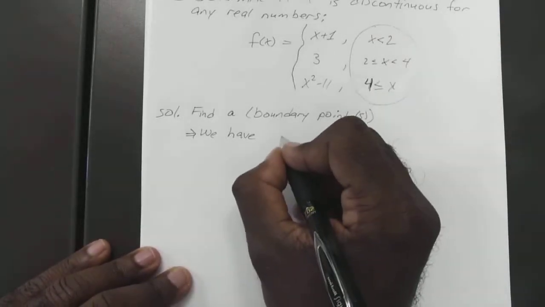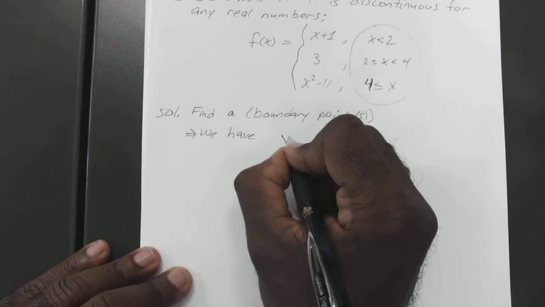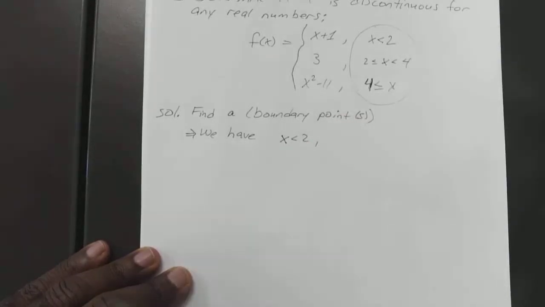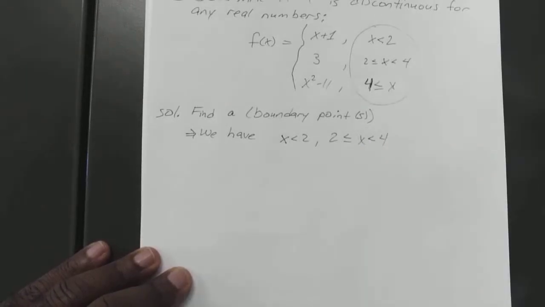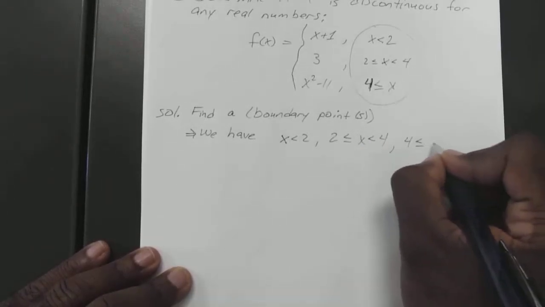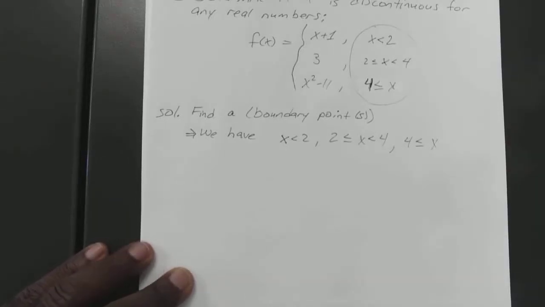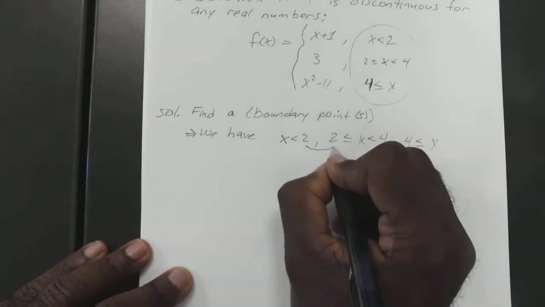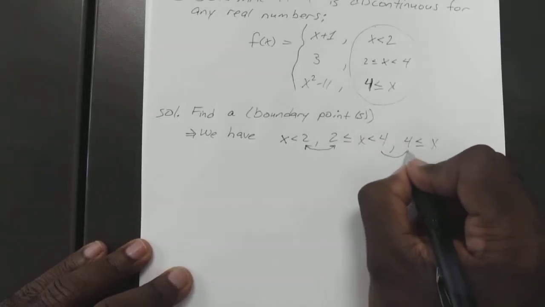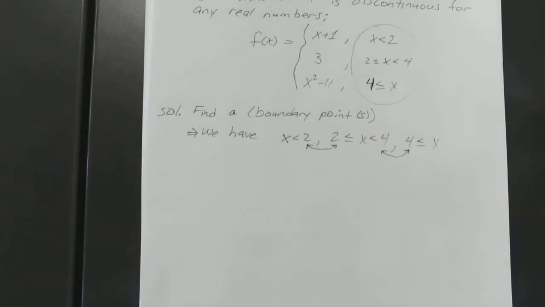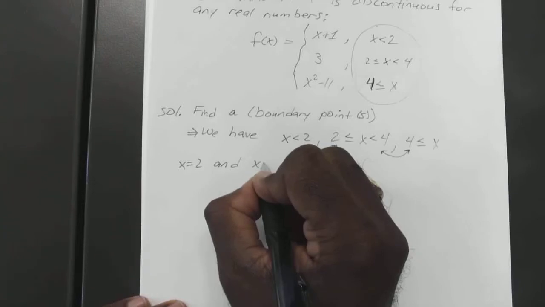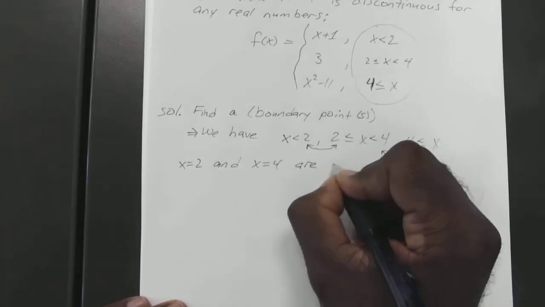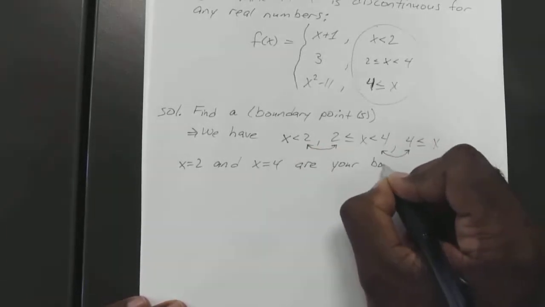So we have x is less than 2. You have 2 is less than or equal to x is less than 4. And we have 4 is less than or equal to x. Okay, so wherever it kind of jumps, those are your boundary points. So x equals 2 and x equals 4 are your boundary points.